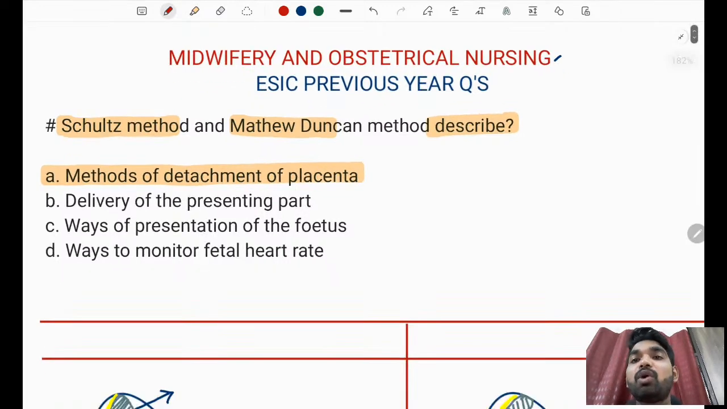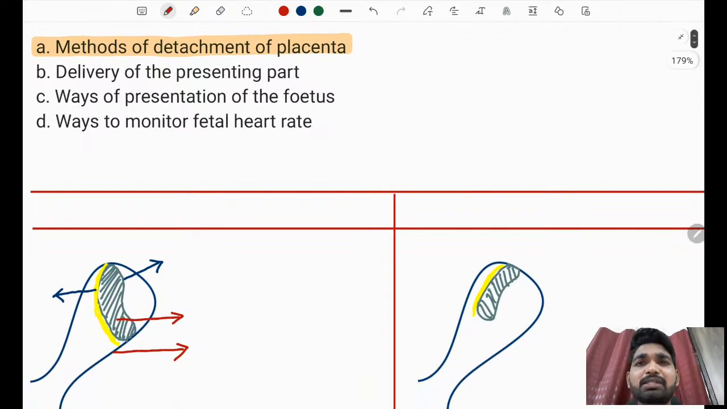Let us see what is this Skulls method, what is this Duncan method. The placenta topic is very, very important from OBGY.